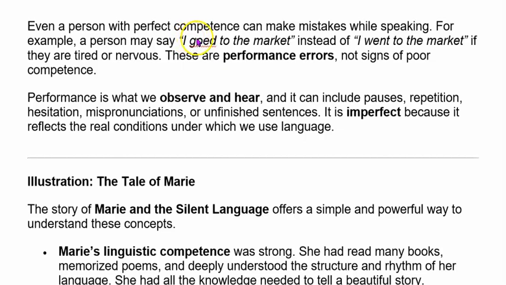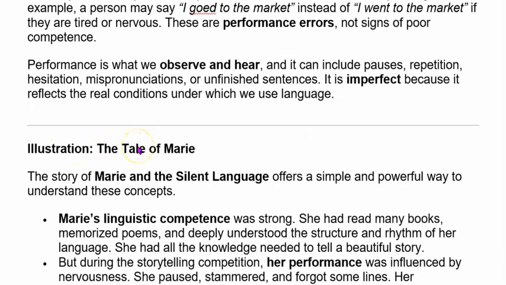Even a person with perfect competence can make mistakes while speaking. For example, a person may say, "I go to the market" instead of "I went to the market," if they are tired or nervous. These are performance errors, not signs of poor competence. Performance is what we observe and hear, and it can include pauses, repetition, hesitation, mispronunciations, or unfinished sentences. It is imperfect because it reflects the real conditions under which we use the language.